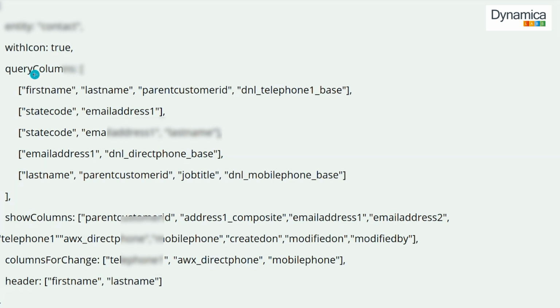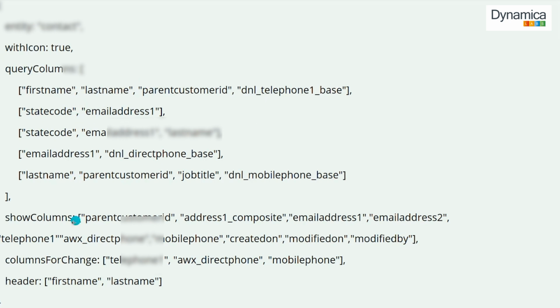We indicate a list of rules to search for duplicates by, for instance, take the first, a list of fields. This will be the first list of rules it will look for duplicates in, meaning we have first name, last name, parent customer ID, DNL, telephone 1, base. That means if there's a duplicate where all these 4 fields match with the record we currently have open, it will be recorded as a duplicate, and so on with the following.